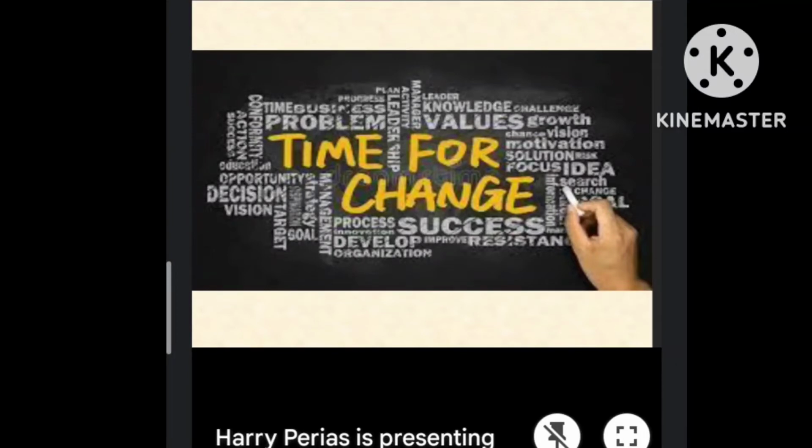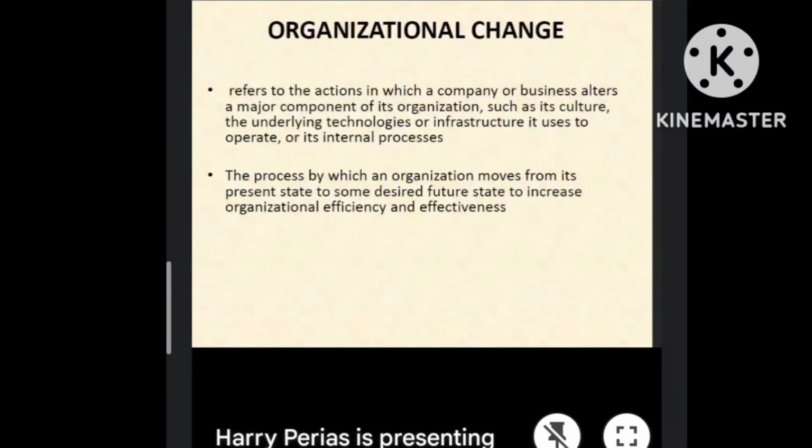But ano nga ba ang organizational change? So, organizational change refers to the actions in which a company or business alters a major component of its organization, such as its culture, the underlying technologies or infrastructure it uses to operate, or its internal processes. Organizational change is also defined as the process by which an organization moves from its present state to some desired future state to increase organizational efficiency and effectiveness.